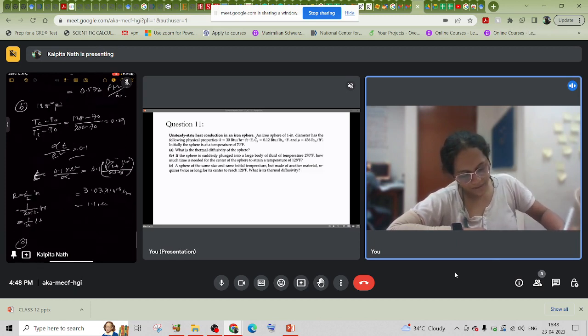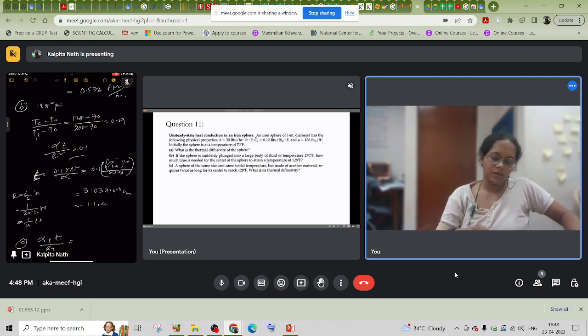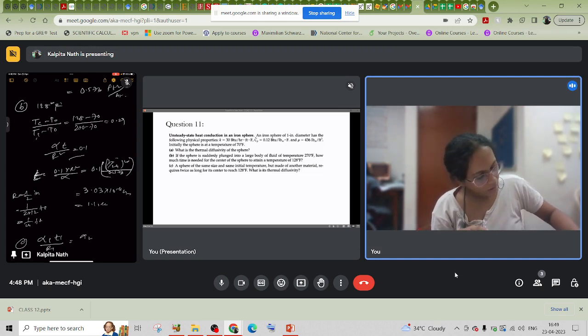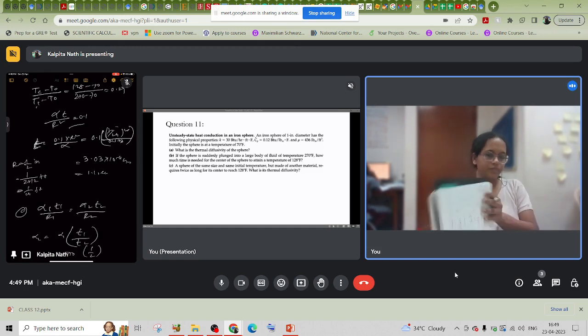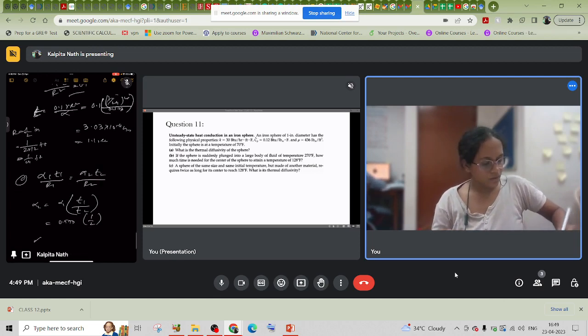Now part C is by equating alpha 1 T1 by R1, because the right hand side of both is the same. So by equating the dimensionless times, alpha 1 T1 by R1 equals alpha 2 T2 by R2. So alpha 2 becomes alpha 1 T1 by T2. This is equal to 0.573 into 1 by 2, so alpha 2 is equal to 0.287.